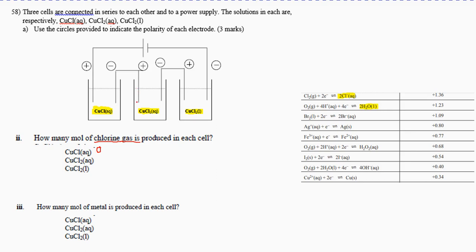Then if we look at the second cell in the middle, again, we've got copper 2 chloride and it's aqueous. So again, we're going to have water and chloride ions.